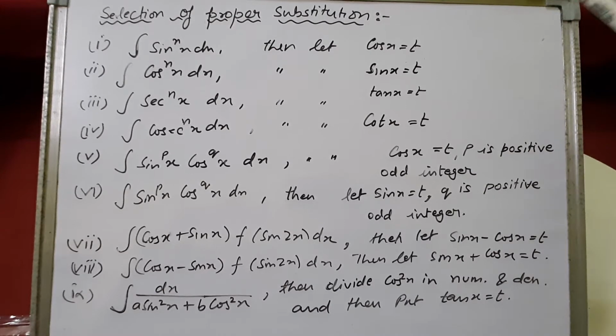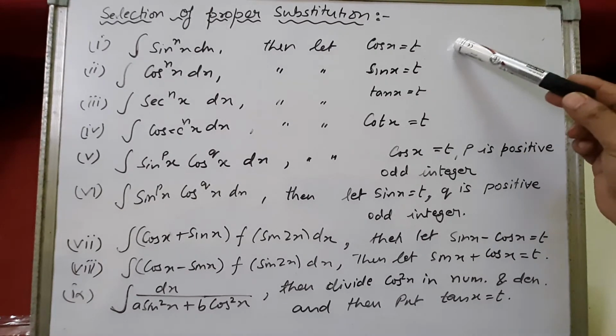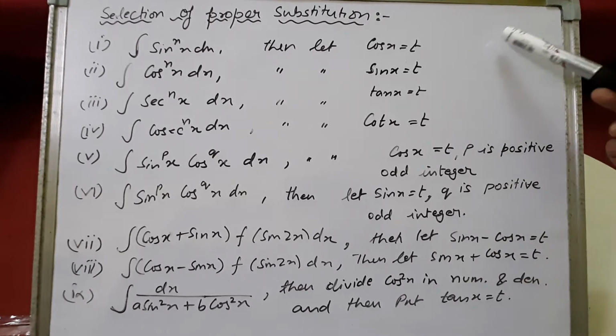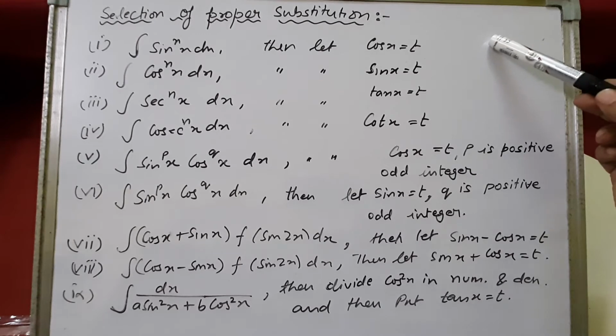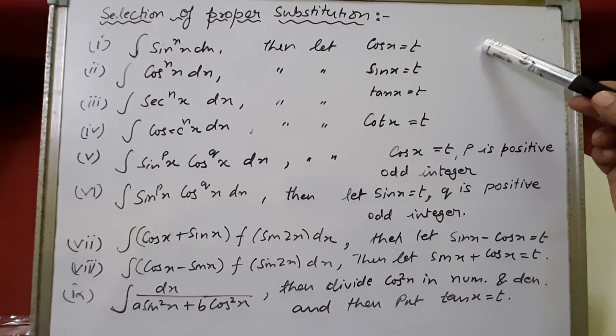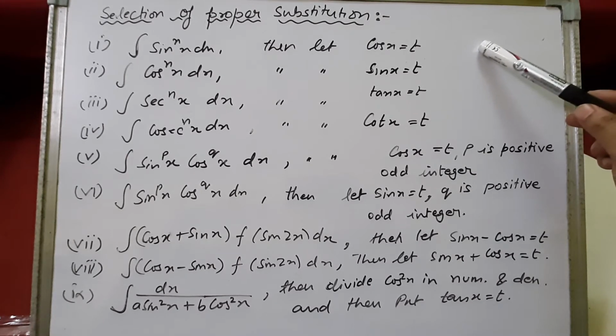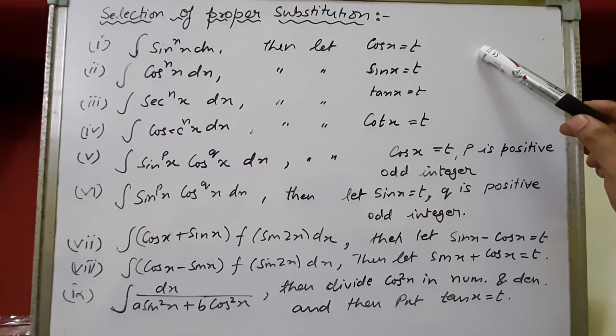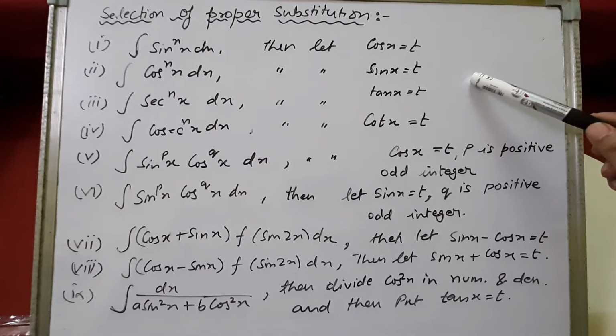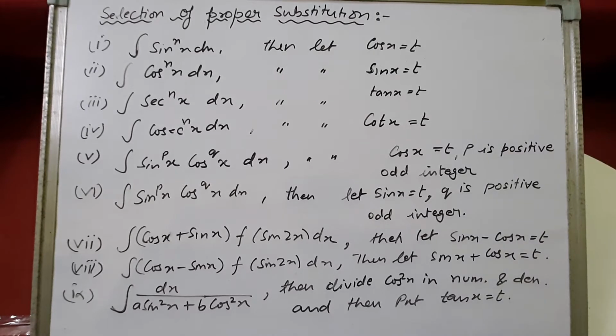Like in the first point, whenever we have to integrate sin to the power n x dx, then what will we do? We'll assume cos x as t. In this type of question, if we get integration of sin to the power n x, where n belongs to a positive odd integer, then we'll let cos x as t. Okay, cos to the power n x dx, where n belongs to a positive odd integer, then we'll assume sin x as t.